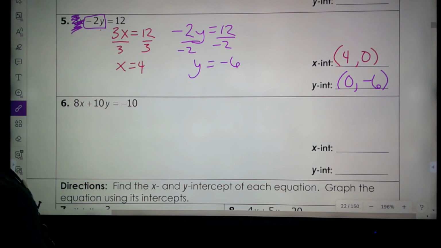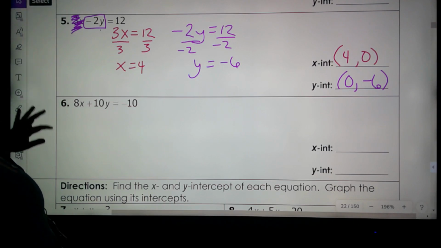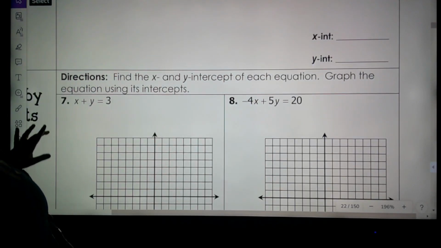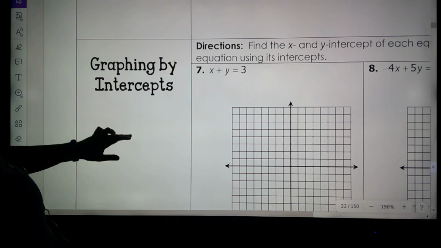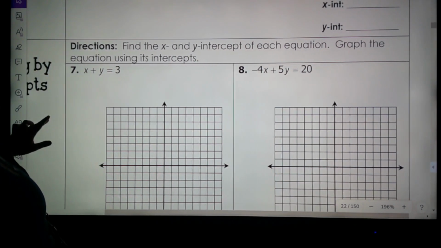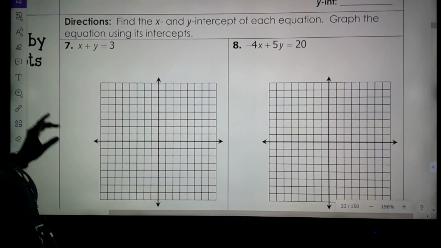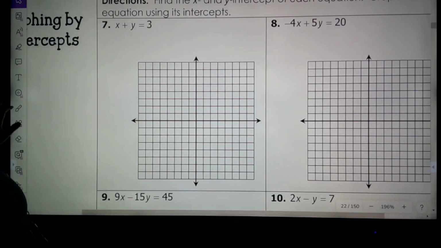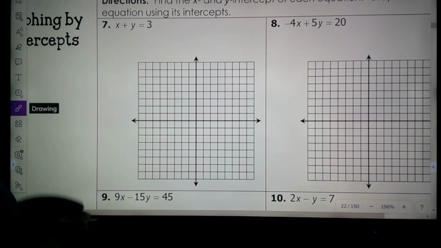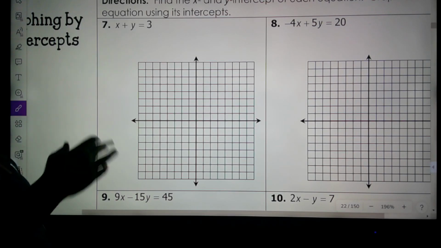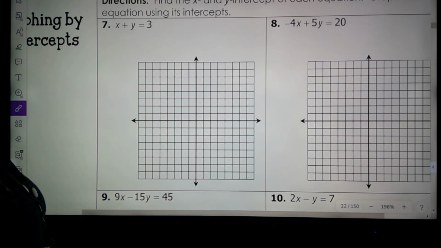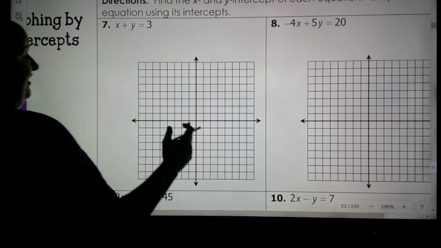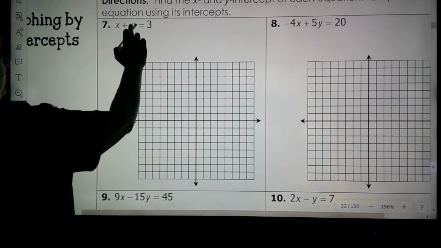It helps to remember that anything times 0 is 0. It cancels the whole term. Alright, so graphing intercepts. We can actually graph using the x and y intercepts. If you can do the equation, think about it for a second. This one is super easy. If we want to find the x-intercept, we make y 0.